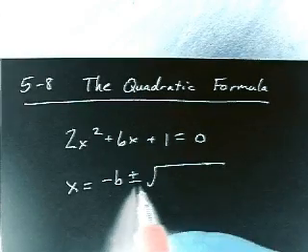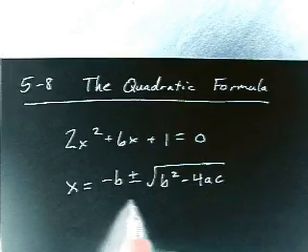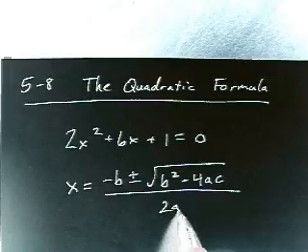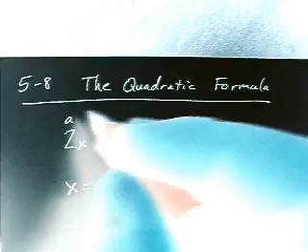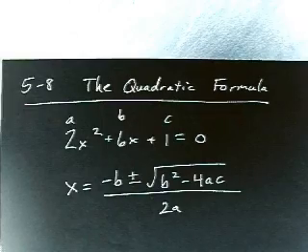The opposite of b, plus or minus the square root of b squared minus 4 times a times c, all over 2 times a. Now keep in mind that a, b, and c are those values right there in that particular equation.